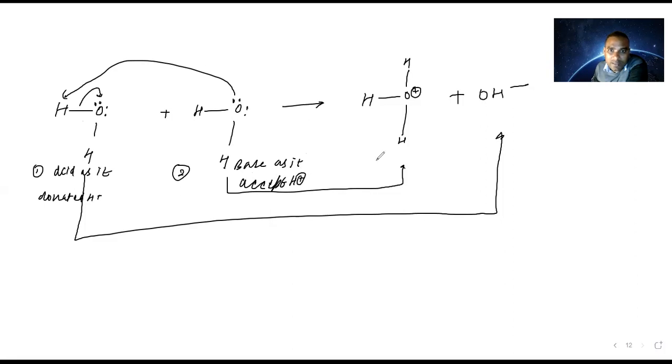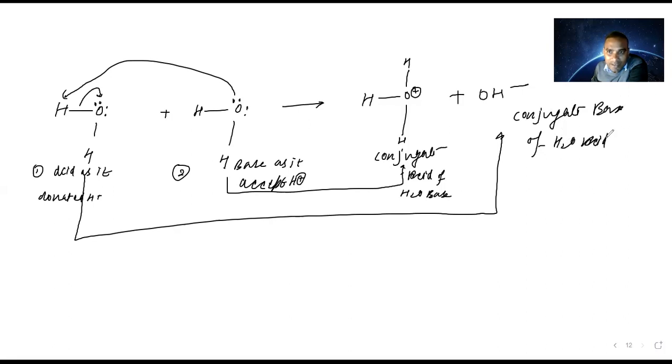What is this one? This is the conjugate acid of H2O base. And this is the conjugate base. This is going to be the conjugate base of H2O acid. It means that H2O is amphoteric in this equation.